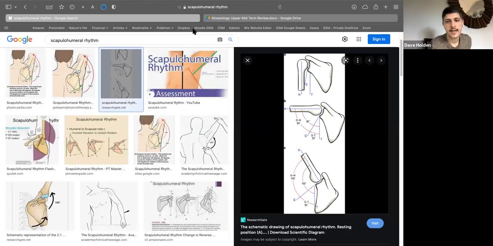Again, we didn't spend a whole lot of time on this. It's more about knowing the principle than about joint angles. But if you look at the humerus versus the scapula, as the humerus moves into abduction, the scapula also begins to rotate. The ratio of those movements is 2 to 1: 2 degrees for the humerus versus 1 degree for the scapula.